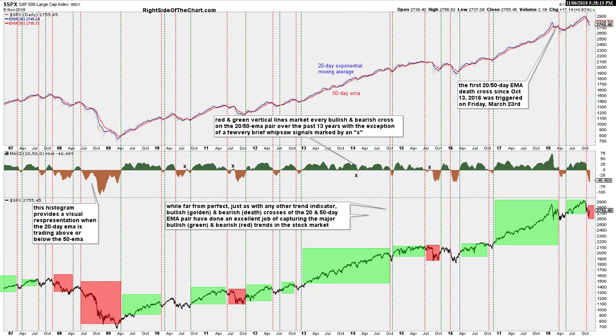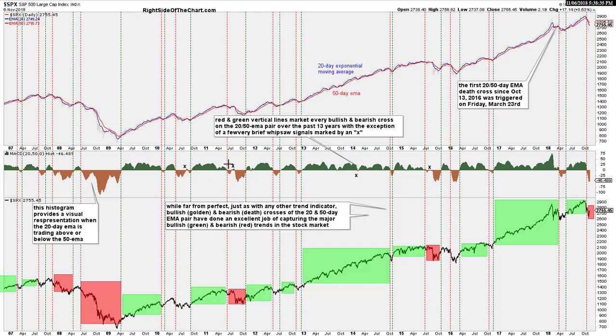And then finally is the last one here. This is a little faster one. This is also a daily chart, and this is the S&P 500. Again, this one's going back 12 years. No reason to go back much farther. And I'm using the 20 and the 50 day exponential moving average. And like I said, you're going to have some more whipsaw signals.